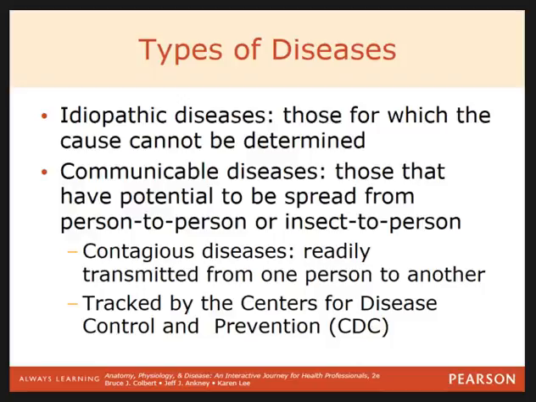Communicable diseases are those that have the potential to spread from person to person or through insect-to-person contact. Most recently in the news is the Zika virus. The Zika virus is a communicable disease that spreads from an insect to a person, and actually it's person to insect and insect to person. Contagious means readily transmitted from one person to another. Those are tracked by the CDC, or the Centers for Disease Control and Prevention.